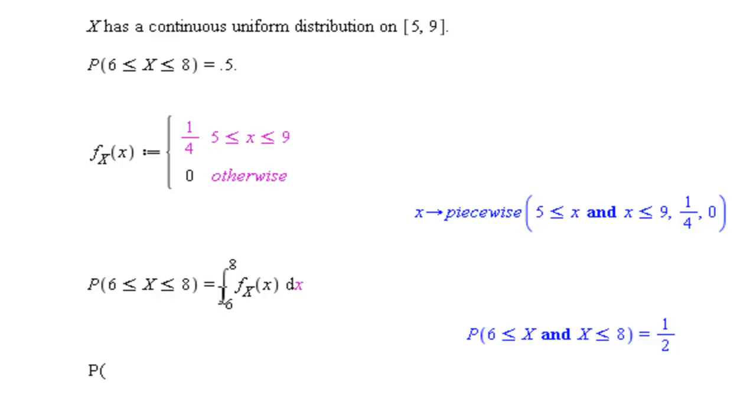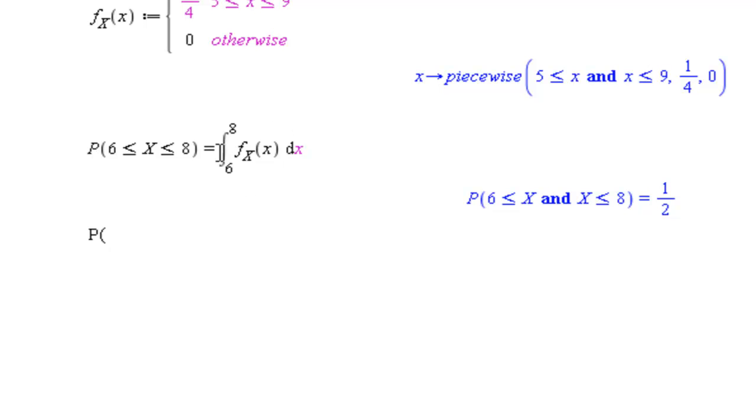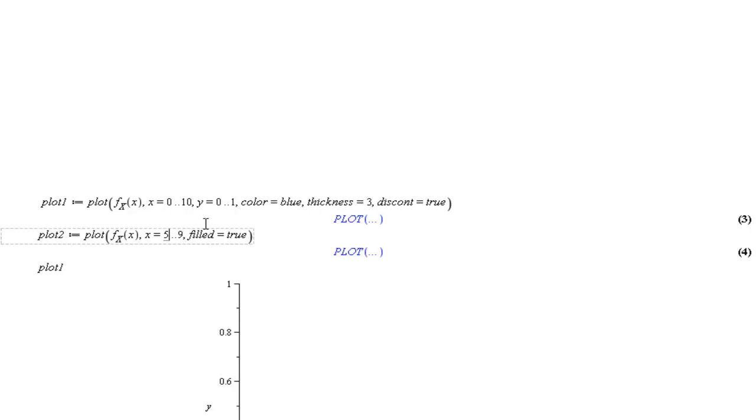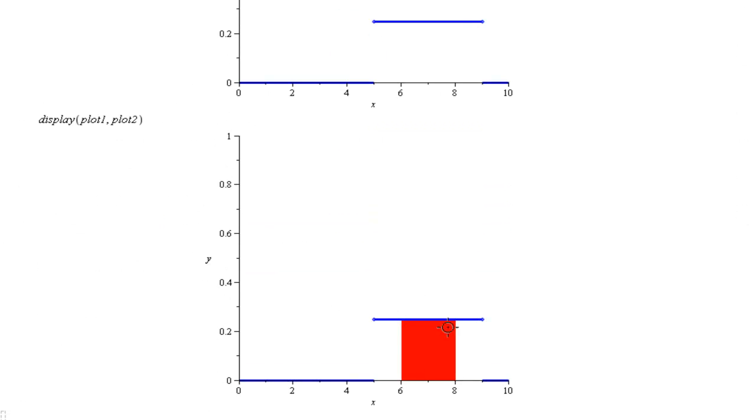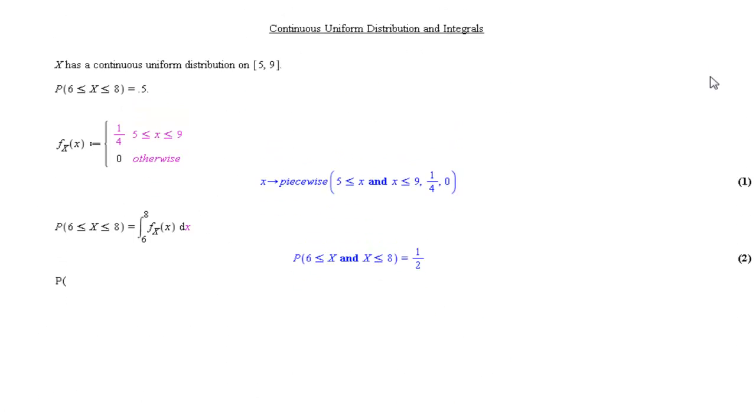Actually, I'm going to show you that integral. We integrated this function, our probability density function, from 6 to 8. If I change these values from 6 to 8 and press enter, there's the area that we found. We had a width of 2 and a height of 1/4, so that's why we got 1/2 for that integral.